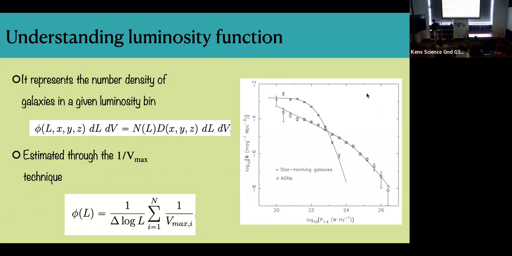This is the radio luminosity function derived by Tom Mauch and Elaine Sadler in 2007. They analyzed the luminosity function separately for the star forming and AGN populations. So this is going to be my reference for the entire second part. I will be deriving radio luminosity functions. I will also divide my galaxies into star forming and AGN and perform the analysis separately.